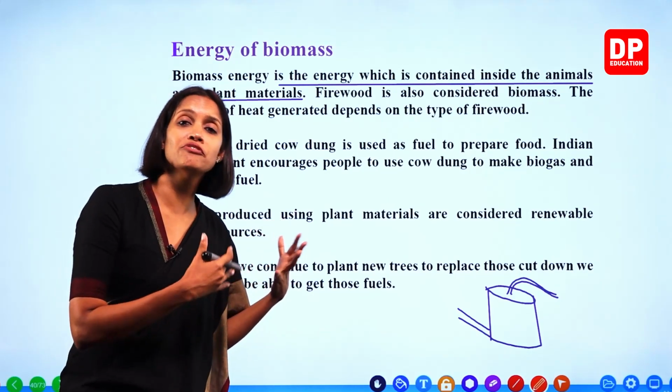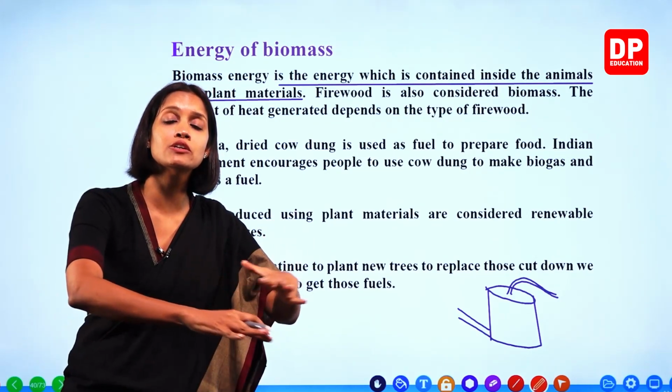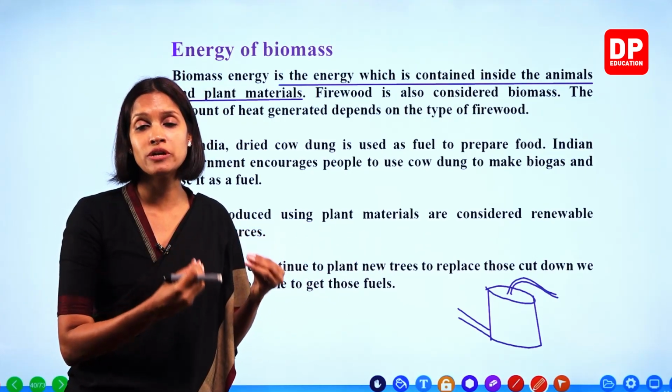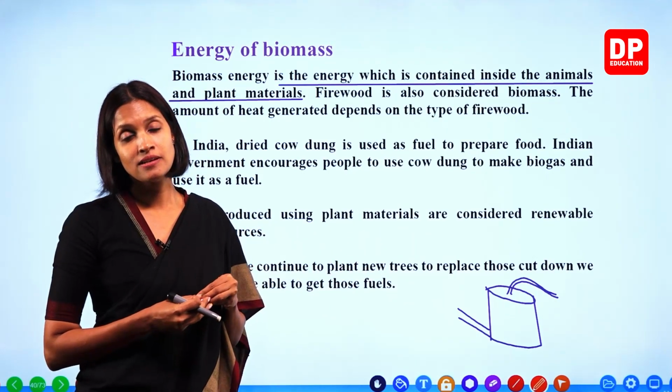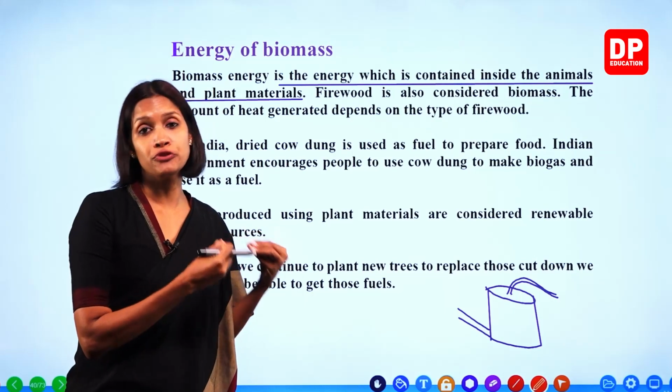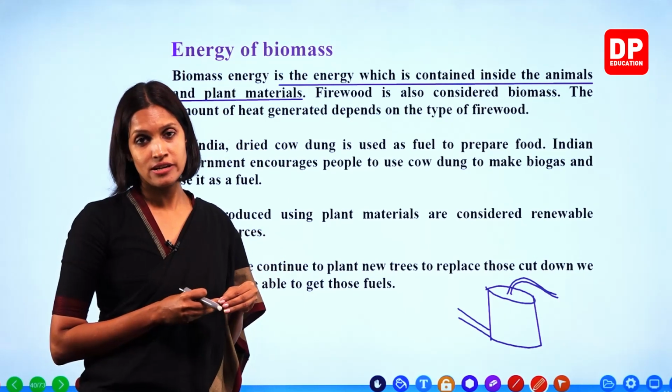So in order to get fuel, some countries specifically grow plants in order to produce this biogas. Right? And also other biofuels. Right, children? Okay.